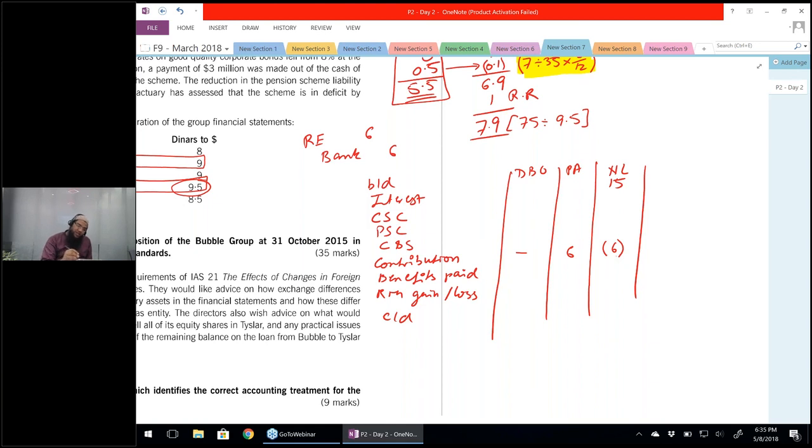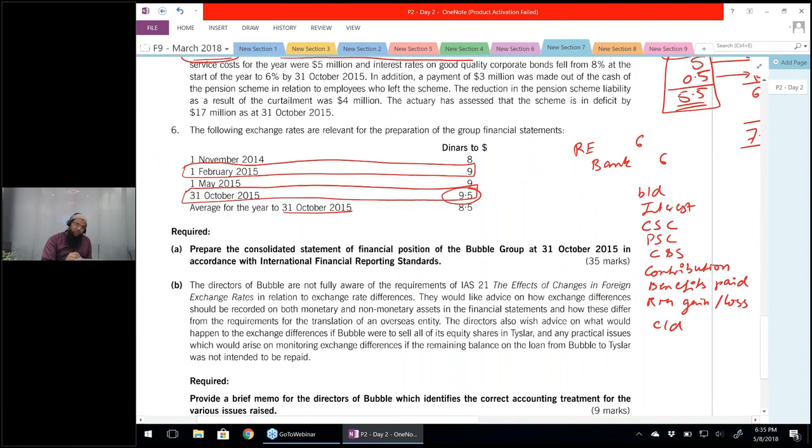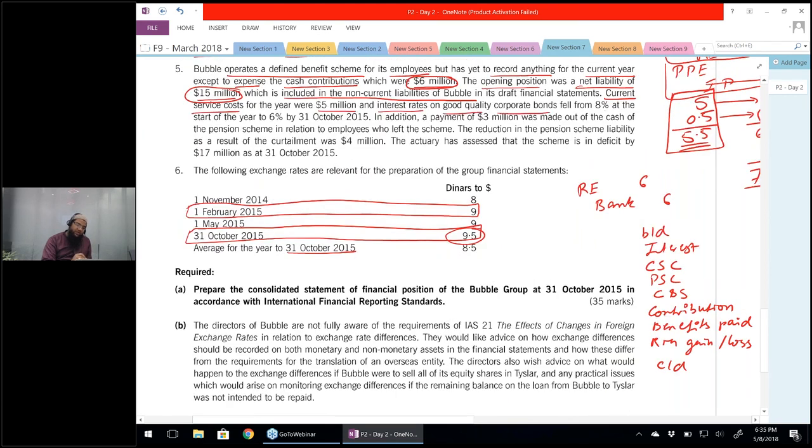Now the question further says that the current service cost for the year was 5 million and the interest rates on good quality corporate bonds fell from 8% at the start of the year to 6% at the year end. Now the question has given us two different rates, one at the start of the year and one at the end of the year. Which rate is relevant to us? The rate at the start or the rate at the end?